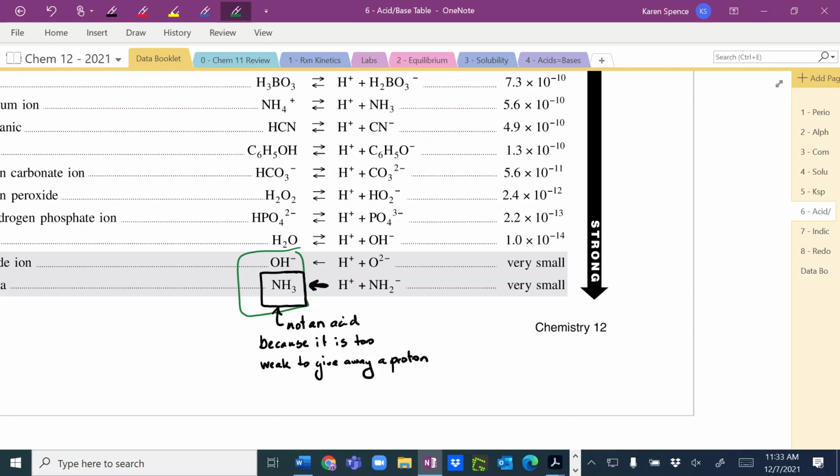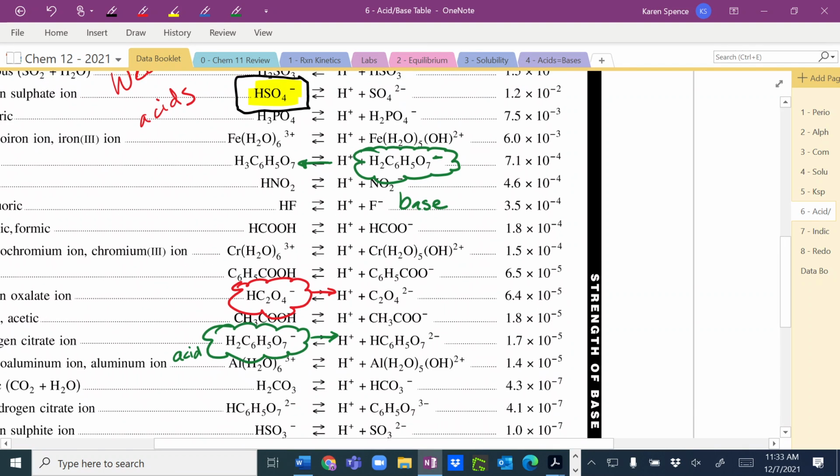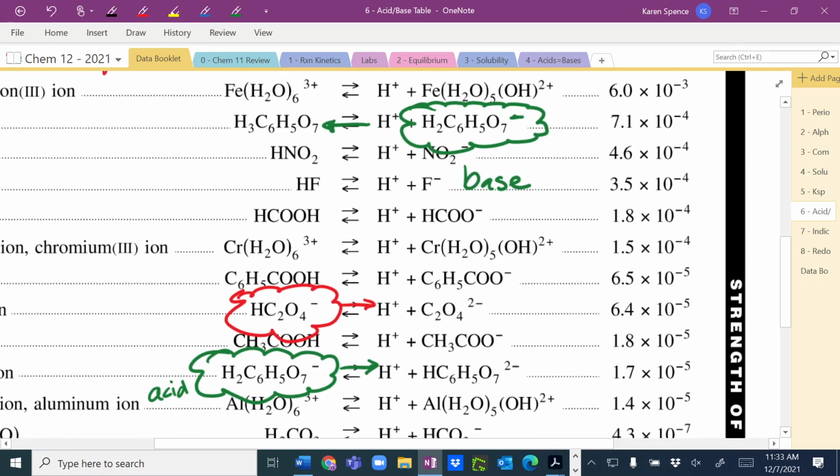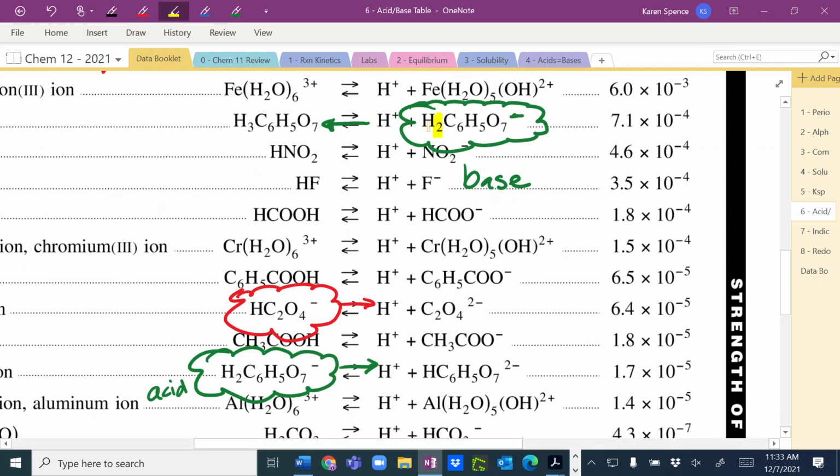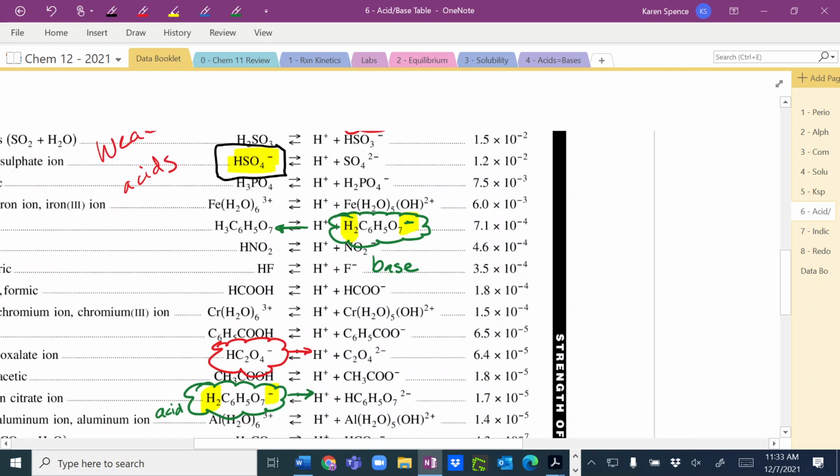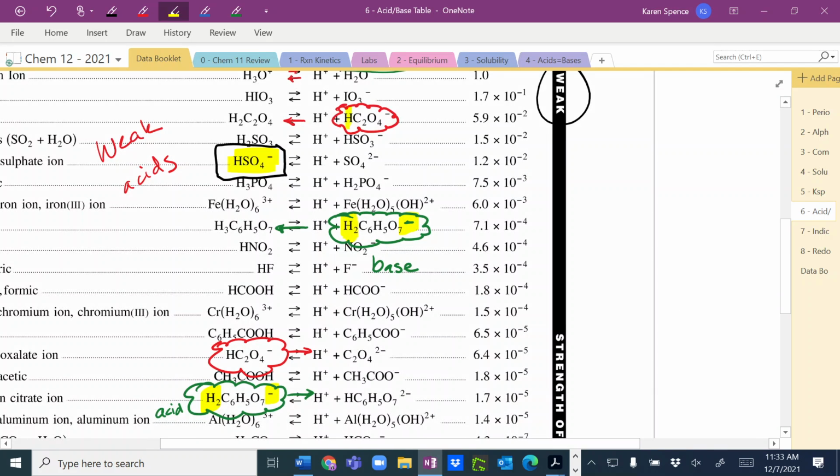So all of our substances that have a hydrogen and a negative charge, there's our hydrogen and our negative charge. H2CO3, we have our hydrogen and our negative. We have our hydrogen and our negative. That is amphiprotic because they can act both as acids and as bases.